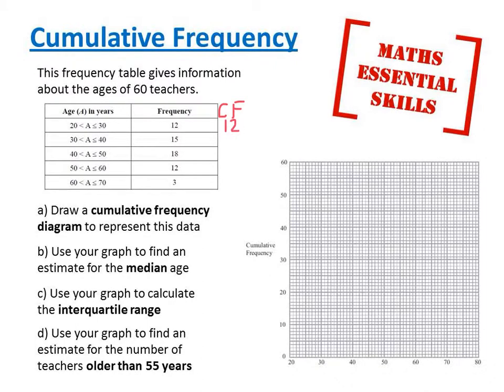So we start with 12, we add 15, we add 18, give me 45, we add 12, which gives me 57, and I add the 3, which gives me 60. And I can check that this is the same as the number of people in the question. I now draw these points, plotting them at the upper values, because these 12 people are in the up to 30 category. These 27 people are the 20s to 30s and the 30s to 40s, so they are up to 40, etc. Okay, so my first value is 30 years and a cumulative frequency of 12.